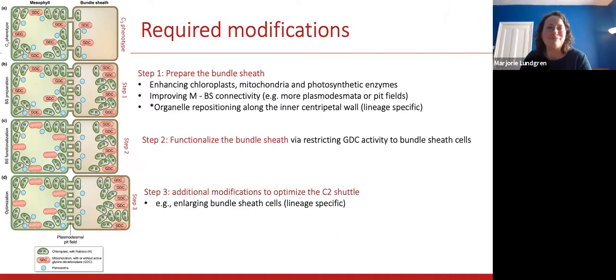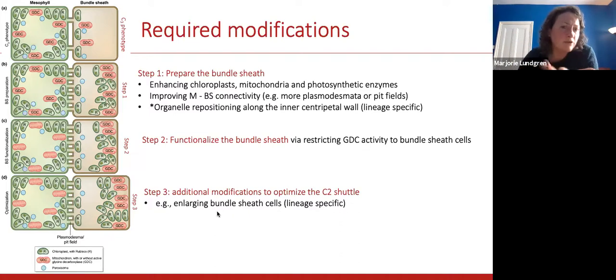And then the final step is we might need additional modifications to optimize the C2 shuttle. And we will. What I think is that these two first steps with the GLK and the M-box deletion modifications, I think that should give us some kind of rudimentary C2 cycle in theory. Whether it works well, probably not, right? So there's probably going to be some additional steps we're going to need to do to make this work better. There's probably going to be other things we need to do.